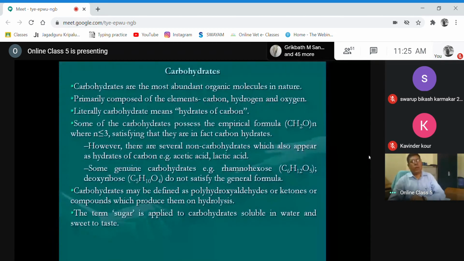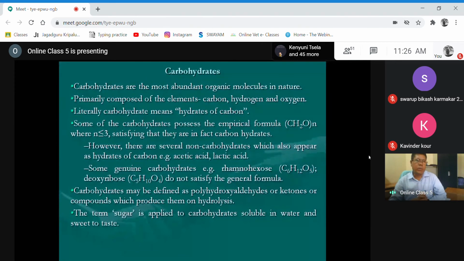Now carbohydrates, these are the most abundant organic molecules in nature. If you see the molecules present in nature, the most important organic molecule is the carbohydrates. Primarily they are composed of carbon, hydrogen, and oxygen. Because of this, initially they were also called the hydrates of carbon. That is, hydrates, you know, is the OH group. So the OH group attaches to the carbon.